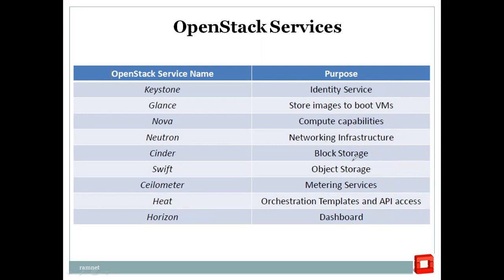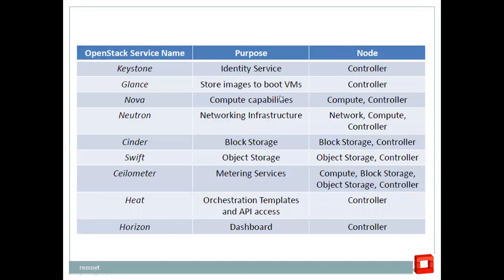So the services we have seen, and the purpose of each service we have also seen. Where the services are actually running, we'll see. Keystone is running on the controller. Glance is running on the controller. Nova will be running on compute as well as on the controller. Neutron, network, compute, and controller.